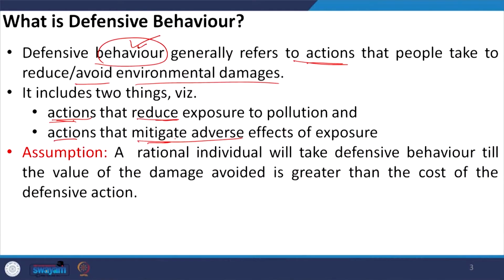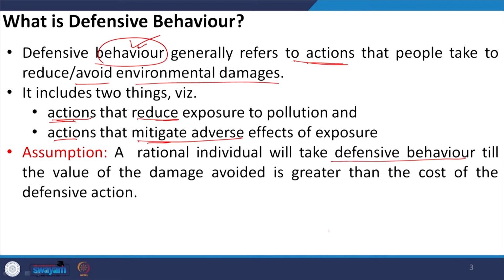So, here the assumption is that a rational individual will be taking the defensive behavior till the value of the damage avoided is greater than the cost of the defensive action. It is natural that if we are saying the individuals or consumers are behaving in a rational manner, then generally they will be following this principle, that they can display this defensive behavior and they will be continuing this defensive behavior till what time?